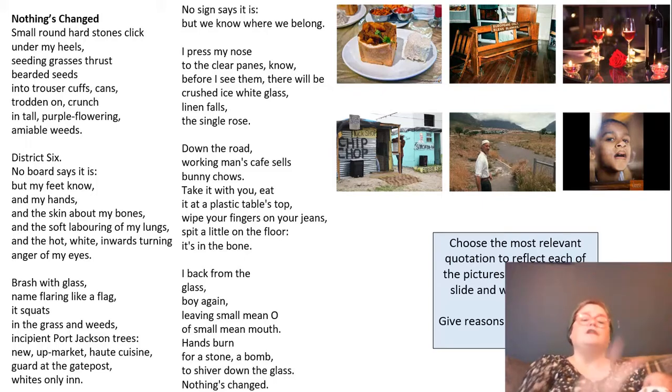Okay, so the first task that you need to do is to work out which of the lines in that poem relate to those pictures that you can see. So at the top we've got the posh dinner. Is there something there that tells us a posh meal being described, things like that. So look at each of those pictures and try and work out a quotation for each one. So pause this video and do that now.